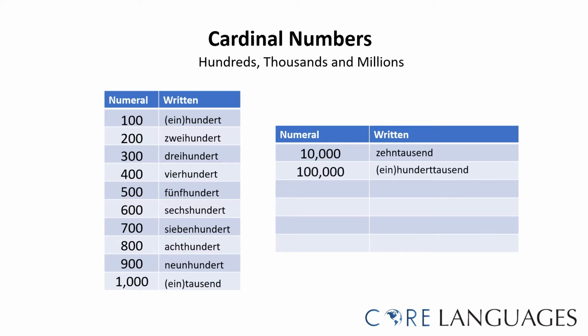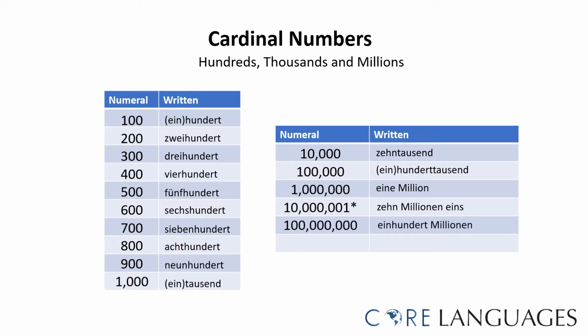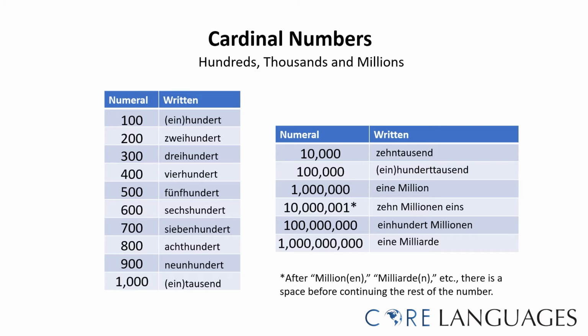10,000, 100,000, 1,000,000, 10,000,000, 100,000,000, 1 Milliarde. Notice that after millions and Milliarden, which is billion, there is a space between the 1 and then million. 1 Million, 10 Millionen, and so on.